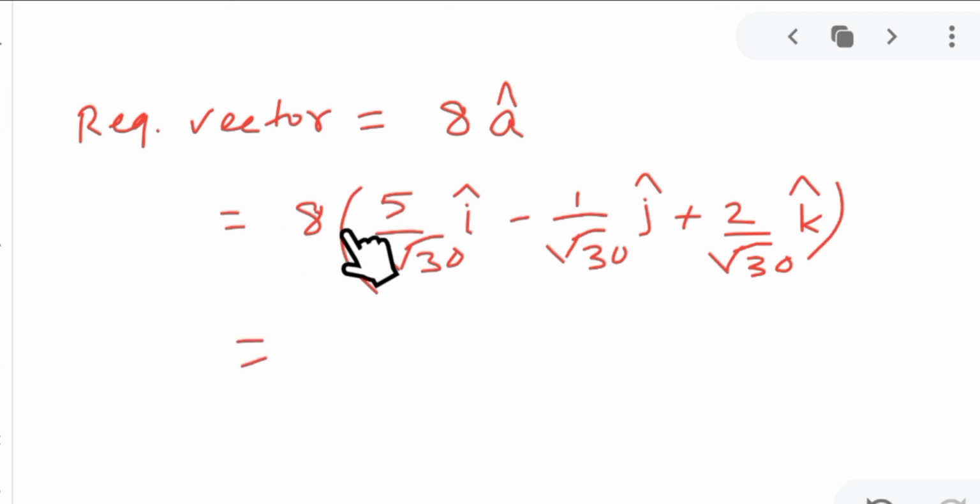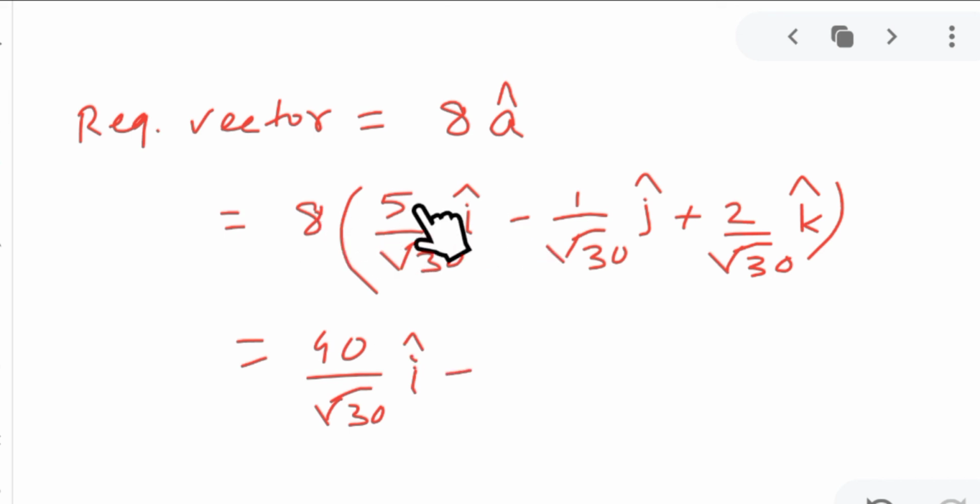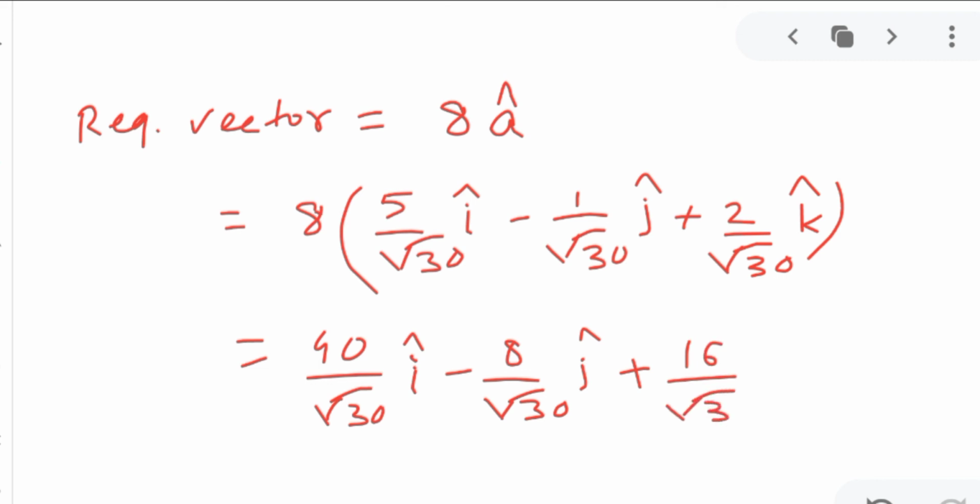Now you just multiply. So 8 into 5, 40, 40 upon root 30 i, minus 8 into 1, 8 upon root 30 j, plus 8 into 2, 16 upon root 30 k. So this will be our answer. I hope you understood. This is our required vector.